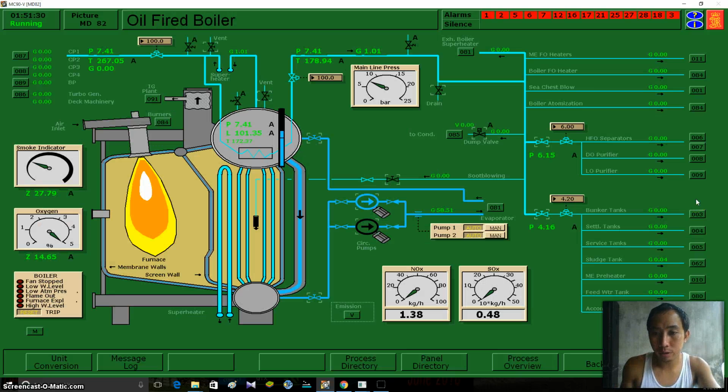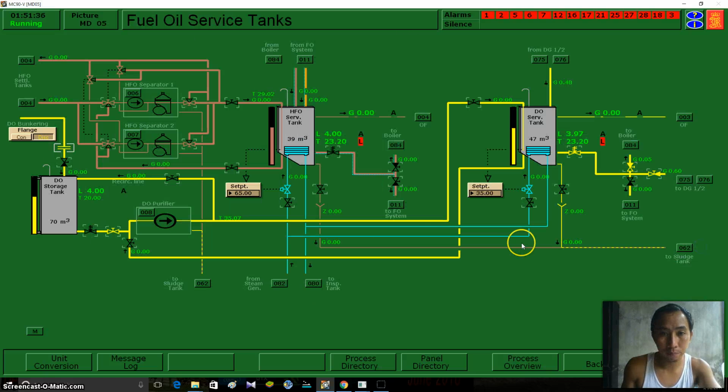Now we're going to distribute the steam going to our service tanks for our fuel. So this is our fuel oil service tank. So this is heavy fuel oil service tank. As you can see, this is low temperature. It's only 23.2. So we're going to open the heating. Same as true with your diesel. We're going to open the heating. So the set point is 65. The set point for diesel is 35.